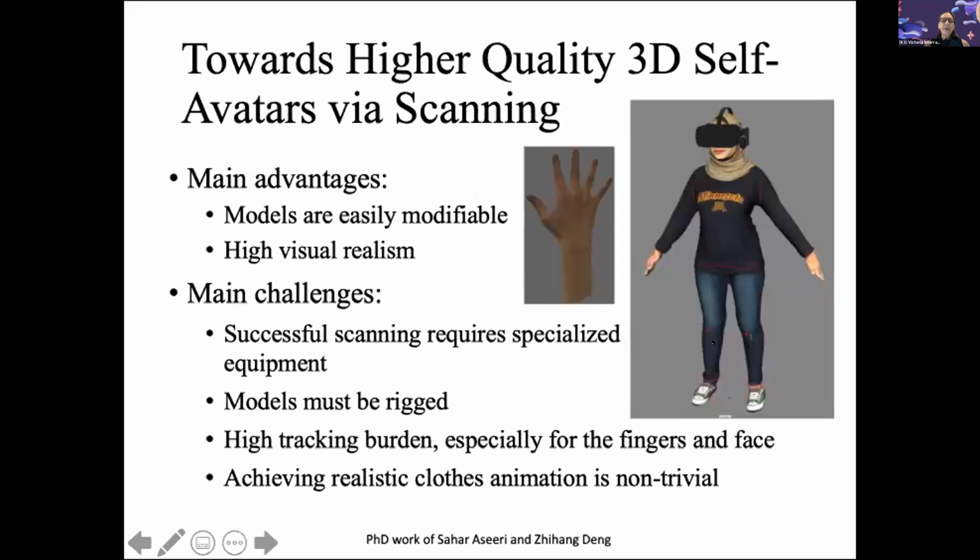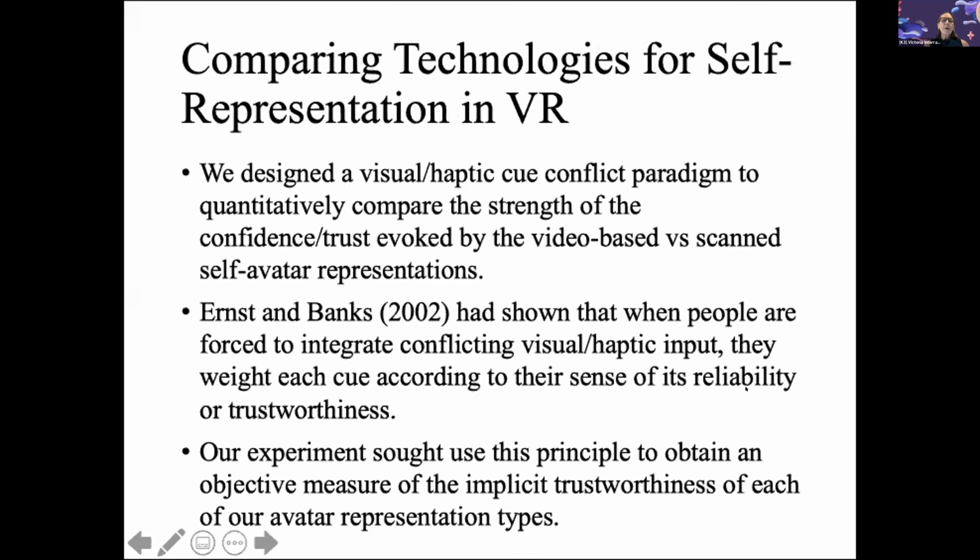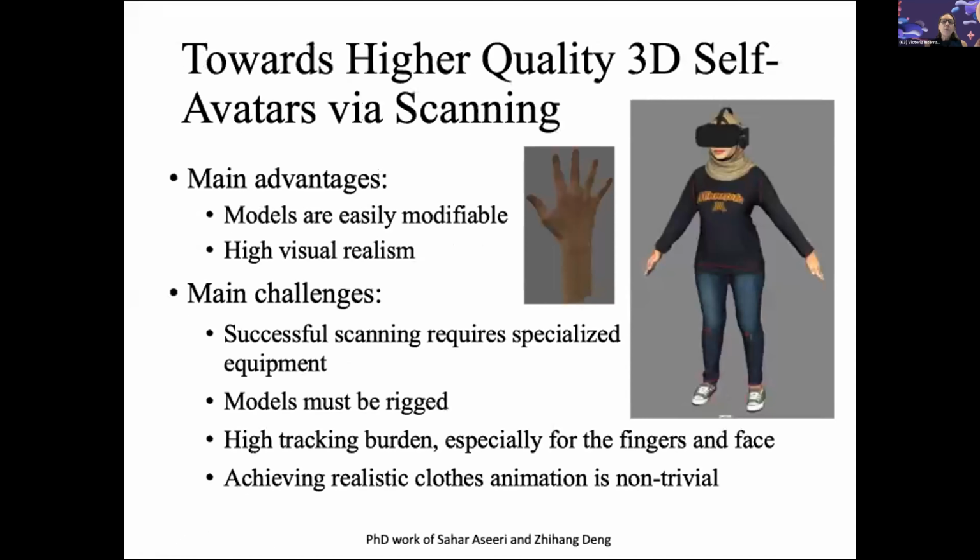The challenge with the 3D scanned avatars is that everything you want to move, you have to track, and that's particularly difficult for the fingers and the face. And then, of course, cloth animation is non-trivial. So we had to decide which path we were going to go down. Are we going to try to solve the background subtraction problem, or are we going to try to figure out how to more faithfully track fingers and faces?